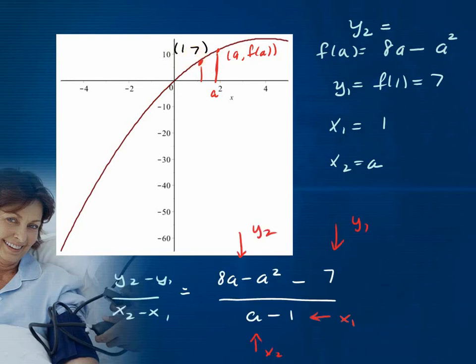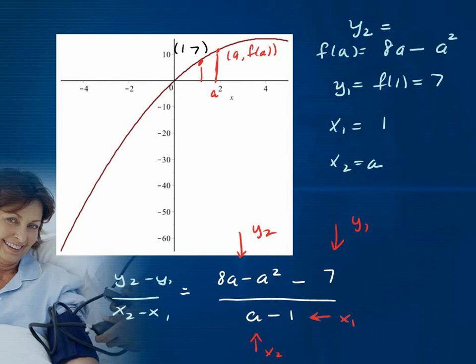What about my other one, my y2? Well, my x2 is a, just to the right. How do I get f at x2? How do I get my y2? Plug a into the formula. So y2 is 8a minus a squared. I don't know what the y2 is exactly because I'm going to fool around with the a and start scooting it around everywhere. So I'm just leaving it.